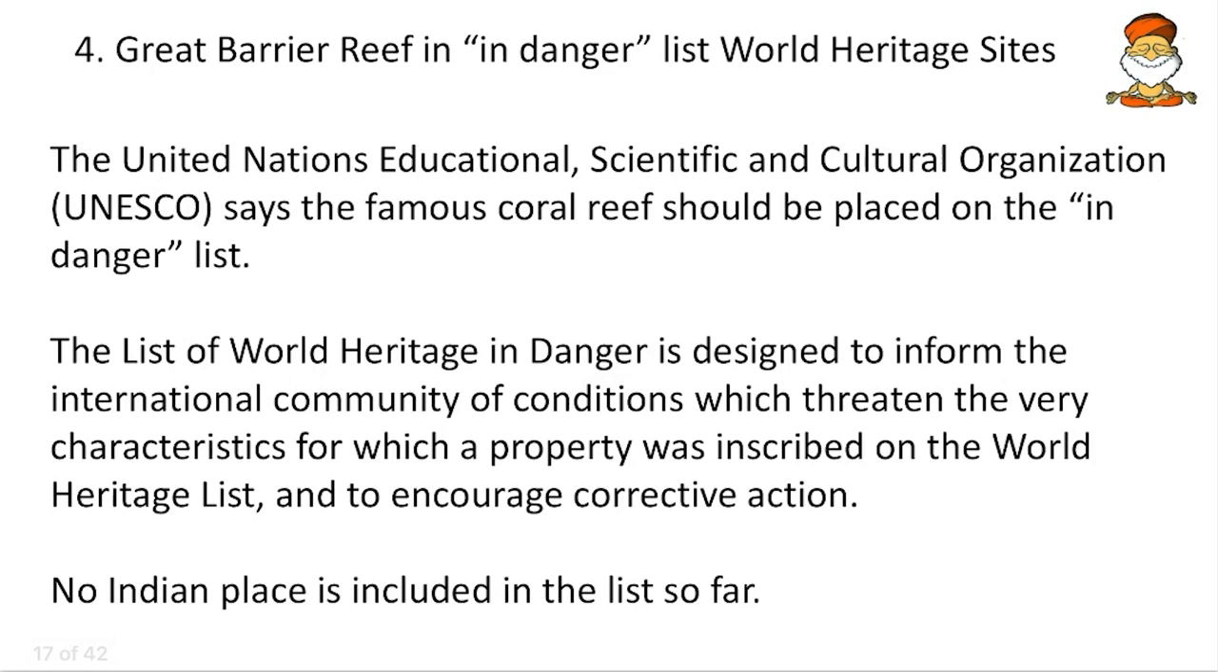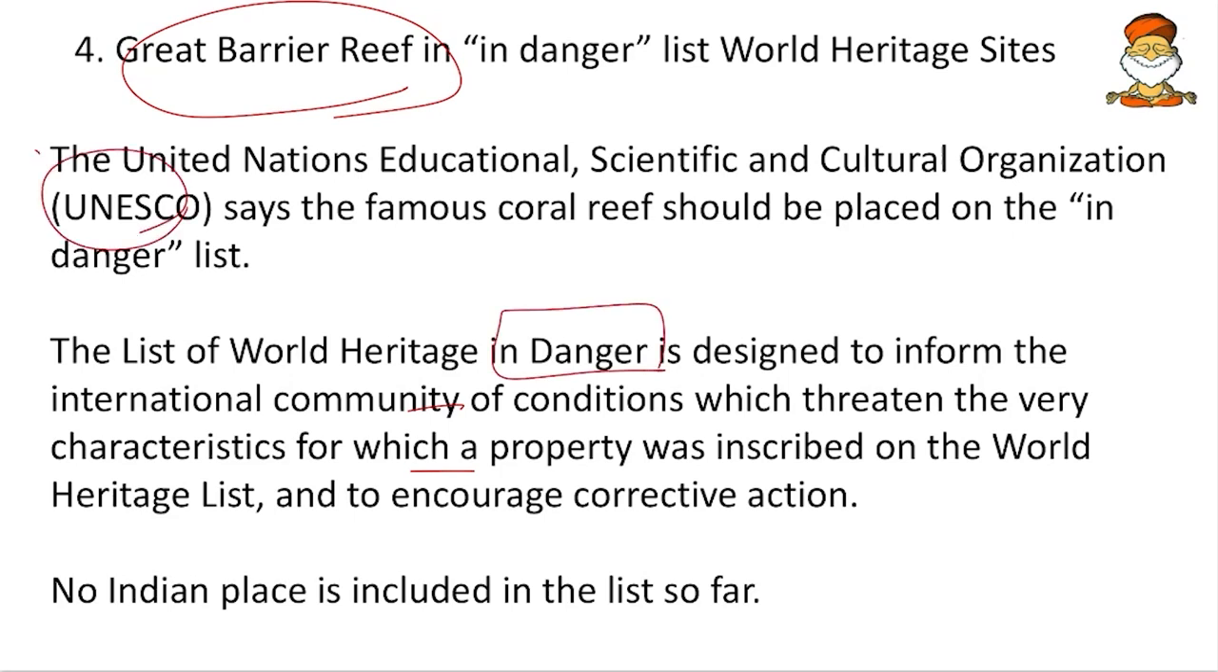Then come to next, the Great Barrier Reef in the in danger list. UNESCO is planning to put the Great Barrier Reef of Australia in the in danger list. So what is the in danger list of UNESCO? As per Article 11.4 of the World Heritage Convention, the in danger list means those ecological hotspots which were listed as World Heritage Sites, but the very reason for which they were listed is under threat. Say for example, some national park is listed as a World Heritage Site for its endemism, that means many endemic species are present there. But if those endemic species are being killed, then obviously it will be in danger. So UNESCO will put such ones into the in danger list. The in danger list is maintained by UNESCO. So mark this, that is important for prelims.